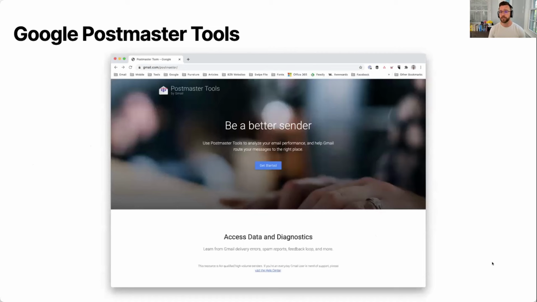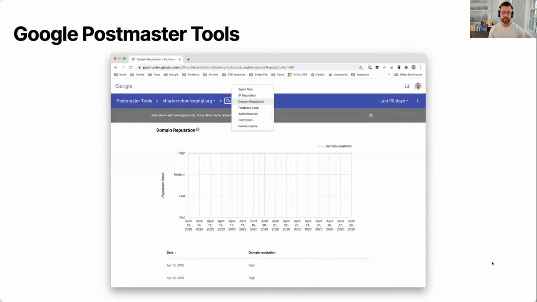There's a couple tools out there that can also help you from a deliverability perspective that are free. You don't have to pay anything to leverage these tools. The first of which comes from the team over at Google. This is their Postmaster Tools platform. You just have to go to gmail.com/Postmaster or Google Postmaster Tools by Gmail. What this provides is essentially a ton of additional data around 8 different data points. What's your spam rate? What's your IP reputation? What's your domain reputation? Your feedback loop, are you authenticated? Is your data encrypted, that it's coming from the ESP, and any delivery errors. And all of this information, you can essentially get about 120 days of historical information.